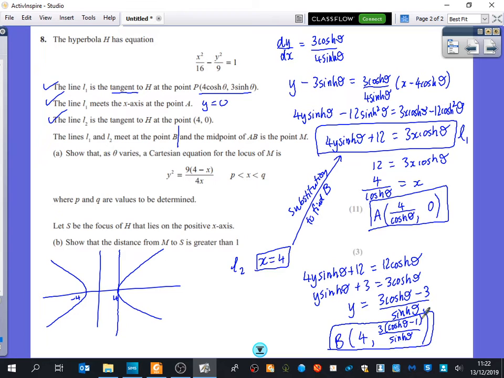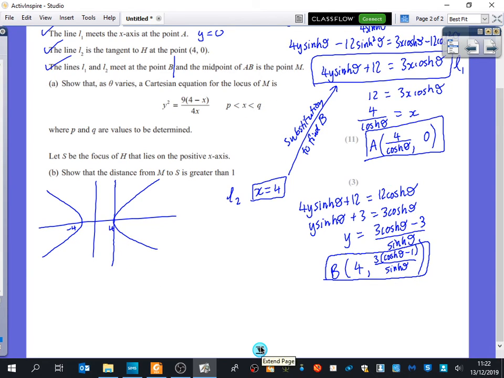So now I've got coordinates of A and coordinates of B. Look how we're working through the question. We've dealt with this sentence, we've now got to deal with the second part of the sentence. The midpoint of AB is M. So now I'm going to look at this thing and this thing to try and find out what the midpoint is.